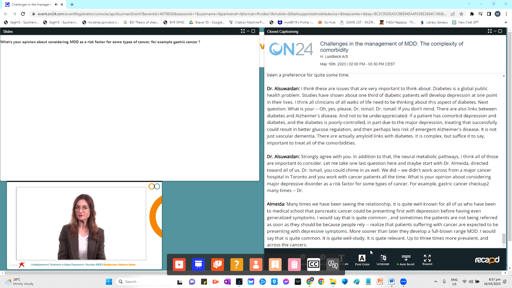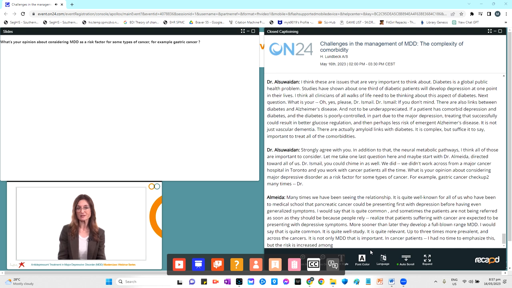And actually, it's not only MDD that is quite important. In cancer patients, the suicidal risk is also quite important. I have not time to emphasize all this, but the suicidal risk is increased amongst patients with gastric cancer, upper thyroid cancer, head and neck cancer, lung cancer, and so forth and so on.